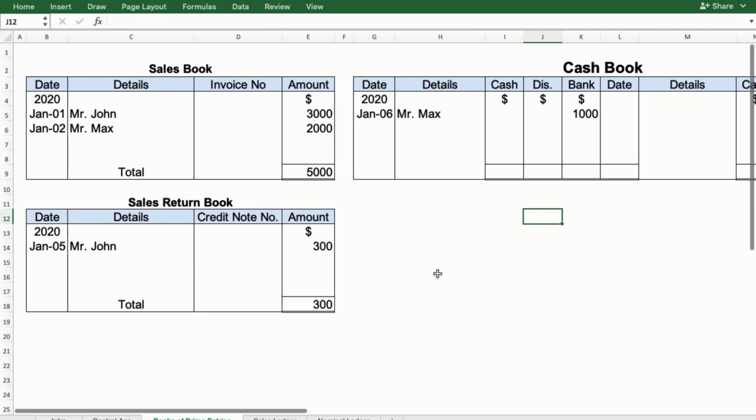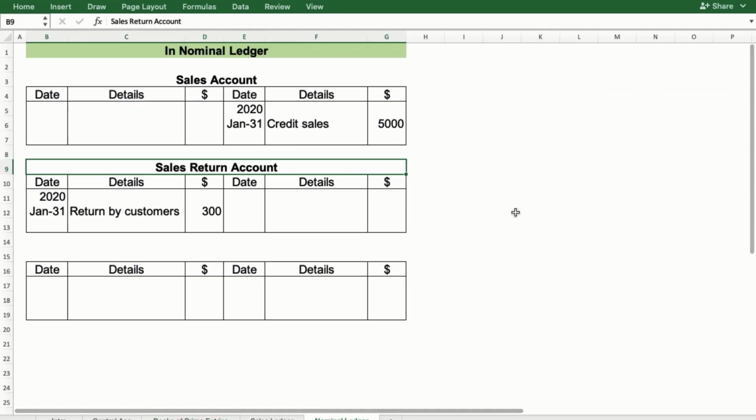So in this video, I hope you got the idea how to make ledger posting from the books of prime entry in the sales ledger and in the nominal ledger in various accounts. So in this video only this much.